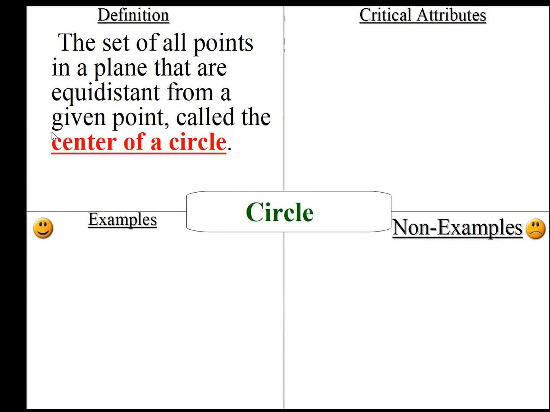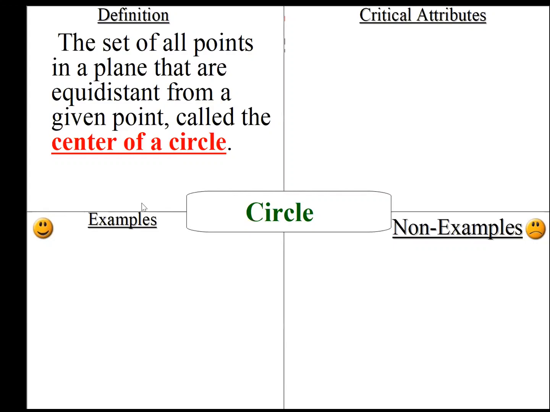Equally distant? Yeah, equal distance or same distance. Yes, thank you. So that means that the set of all points that are the same distance away from a given point, which is the center of a circle. Man, you guys are on top of it. Let's go.